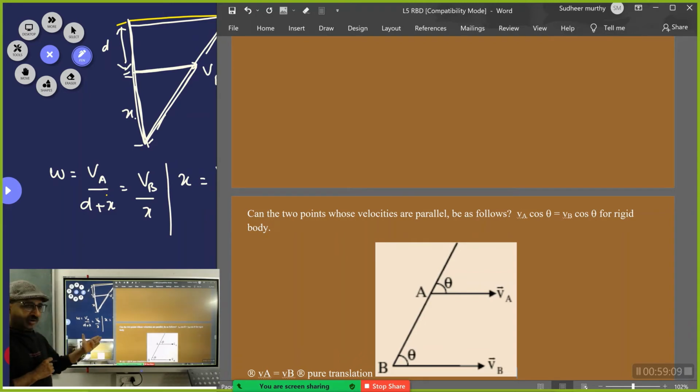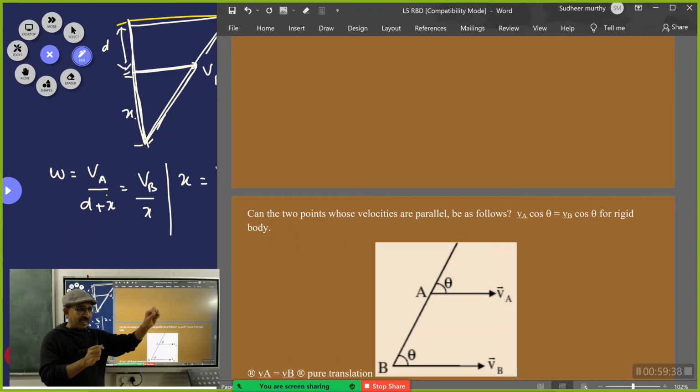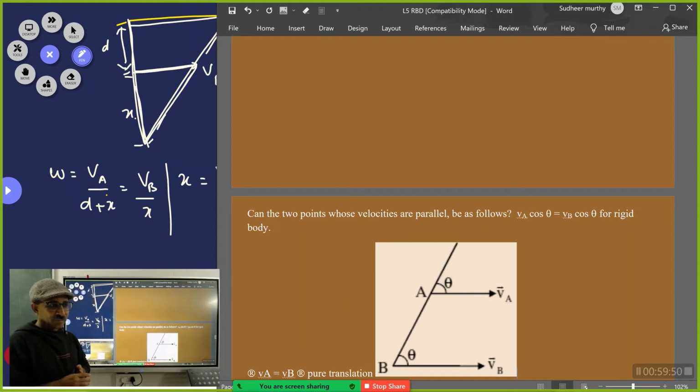Such a beautiful thing. Along the line joining the two points A and B, there cannot be relative velocity between the two, because it is a rigid body. I suppose all of you captured it. But the velocity of point A can be different from the velocity of point B. This particle can have a different velocity, that particle can have a different velocity. But their components of velocity along the line joining the two cannot be different. They have to be the same.